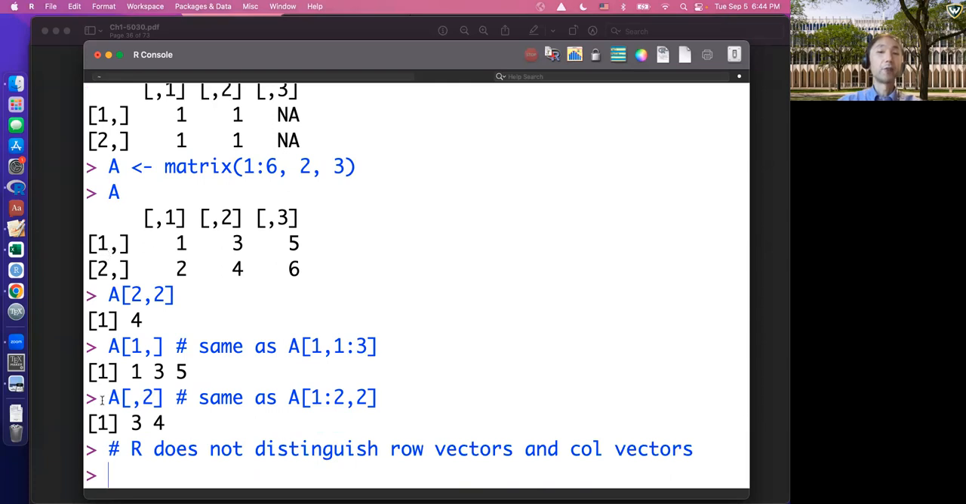So that's why it returns just 3, 4 as a vector, I mean, a 2-dimensional vector. So 3, 4 is actually, in some sense, the 2-by-1 matrix, not the 1-by-2 matrix, but R does not distinguish the row vectors and the column vectors. So this may be sometimes convenient, sometimes confusing.